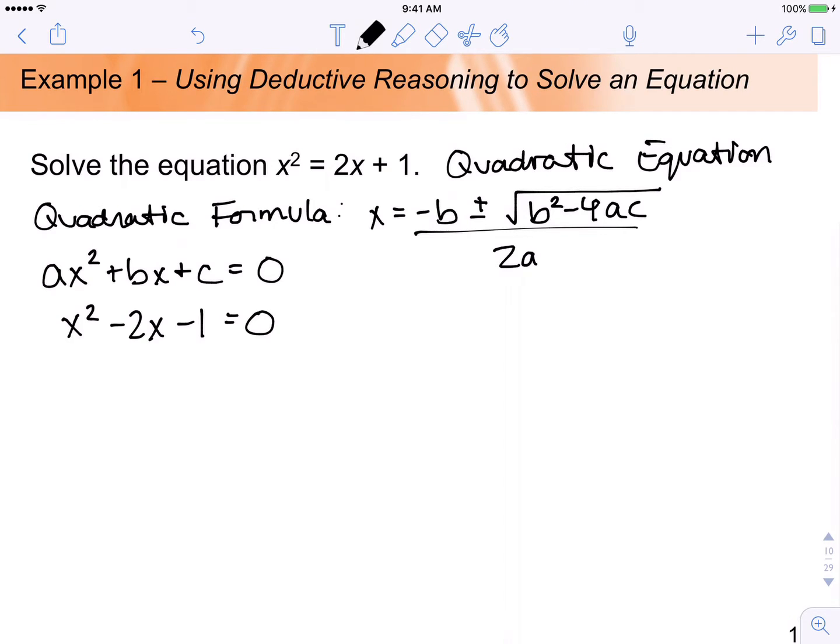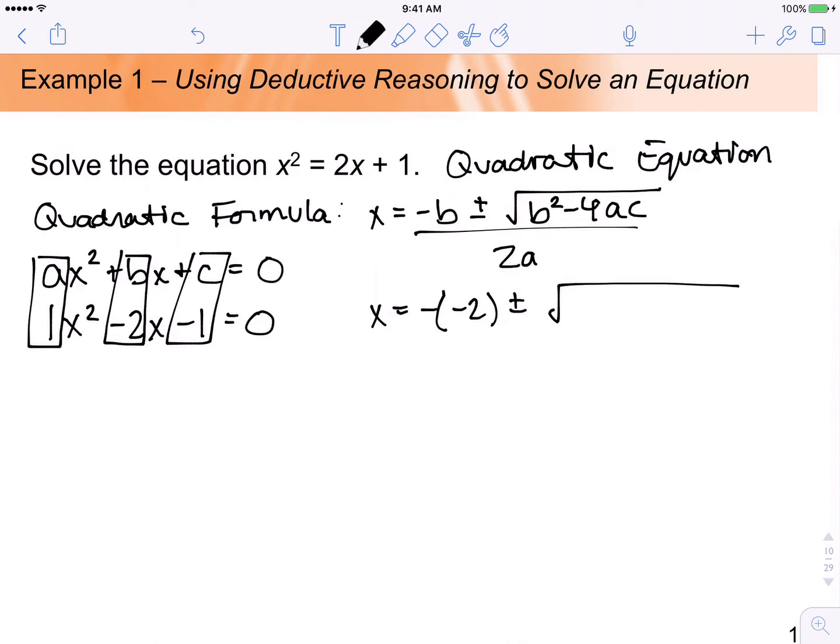Okay. So then a is the number that's in front of the x squared. Well, if there isn't anything, it's not a 0. Remember that it should be a 1. The b is a negative 2. Let me just circle these as I go. A is 1. B is negative 2. C is negative 1. So I'm going to use that quadratic formula and fill in those values. Opposite of b plus or minus square root b squared minus 4 times a times c all over 2a.